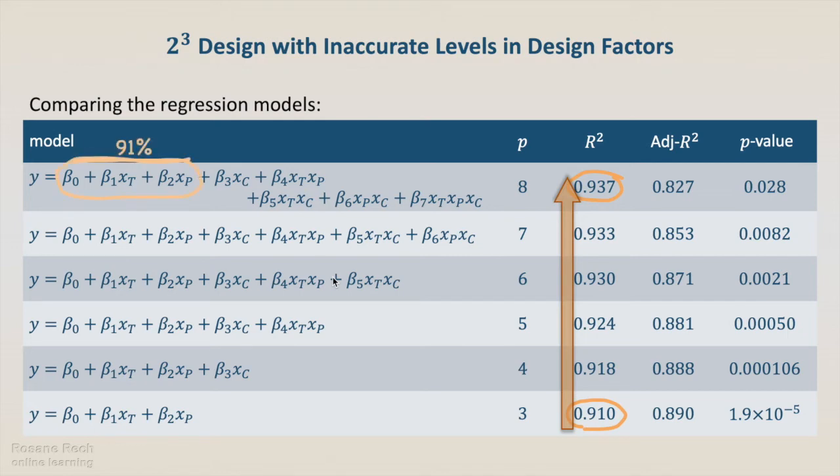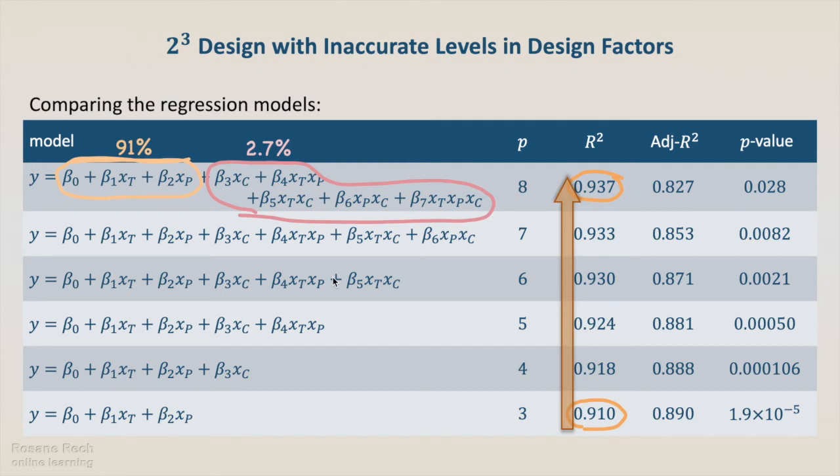The terms beta 0 plus beta 1x1 plus beta 2x2 present in both models are responsible for explaining 91% of the data variability. In comparison, the remaining terms are responsible for only 2.7% of the variability, the difference between the R-squares. That's why these coefficients are not significant in the t-test. This way, the R-squared is not a good indicator for choosing the best model.